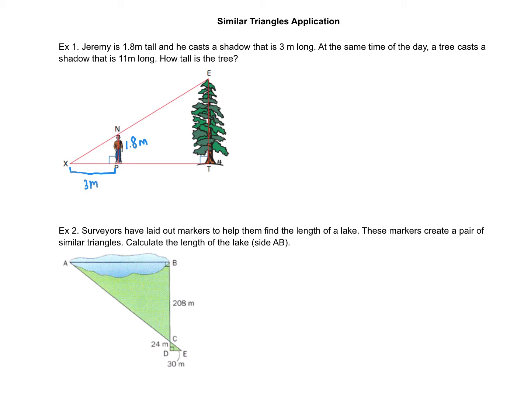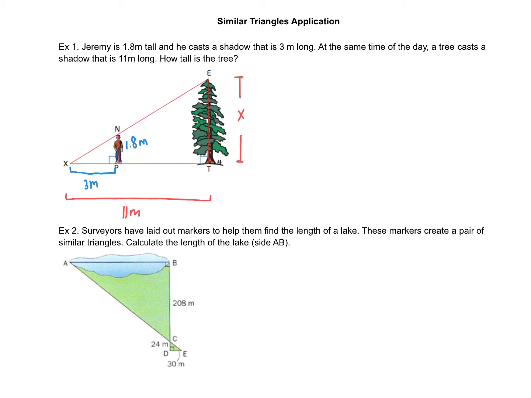We're also told about a tree. We have our tree, and the shadow of the tree is actually going to be this entire base. The shadow doesn't stop at Jeremy. It's 11 meters long, and we are looking for the height of the tree, so I will label this as X.